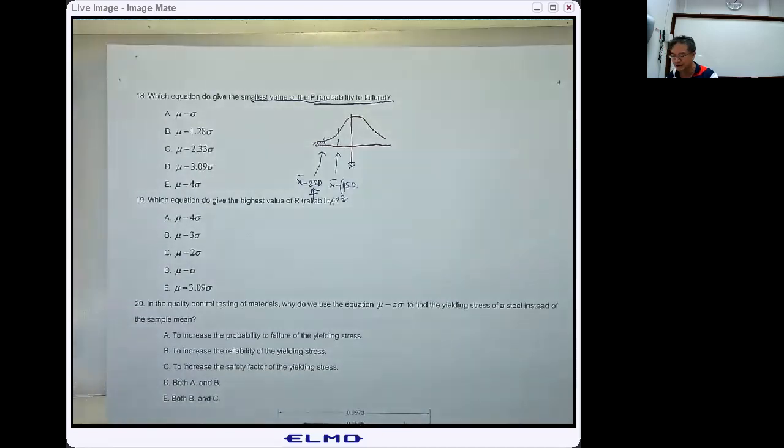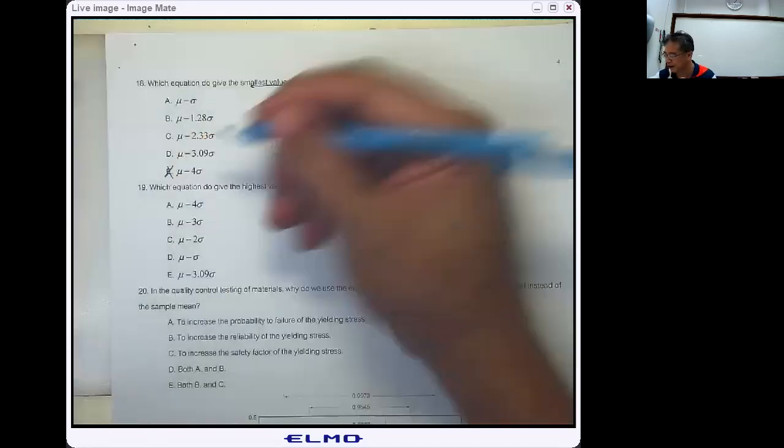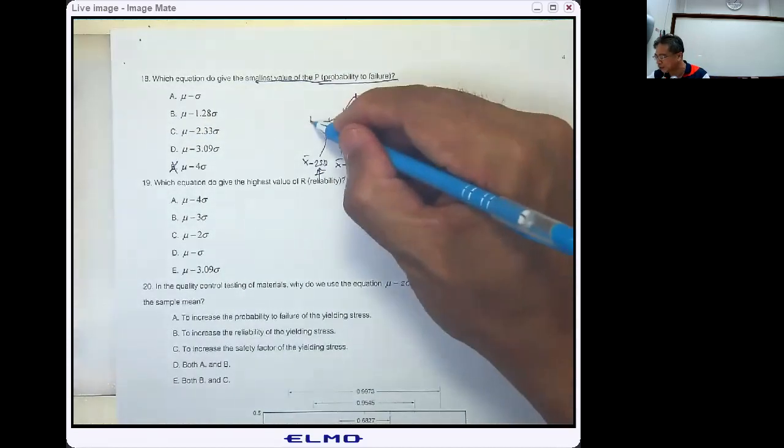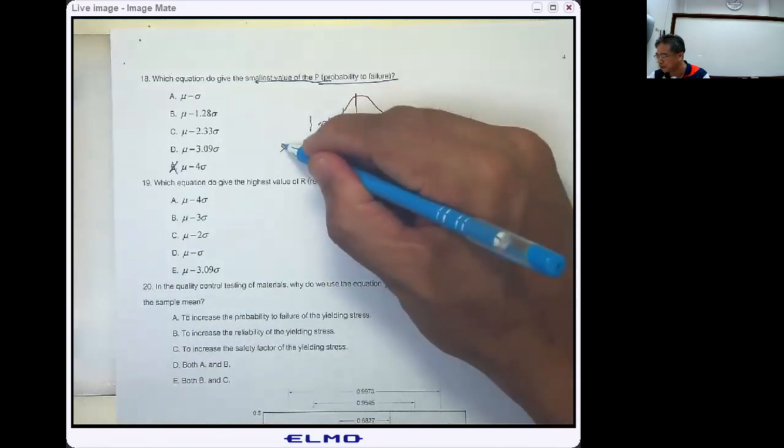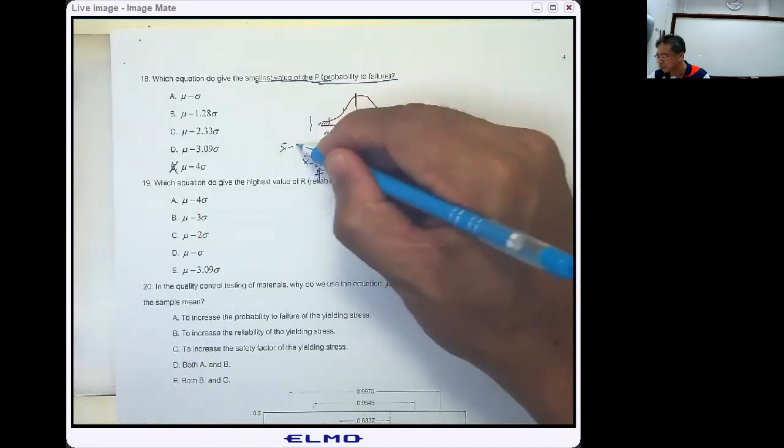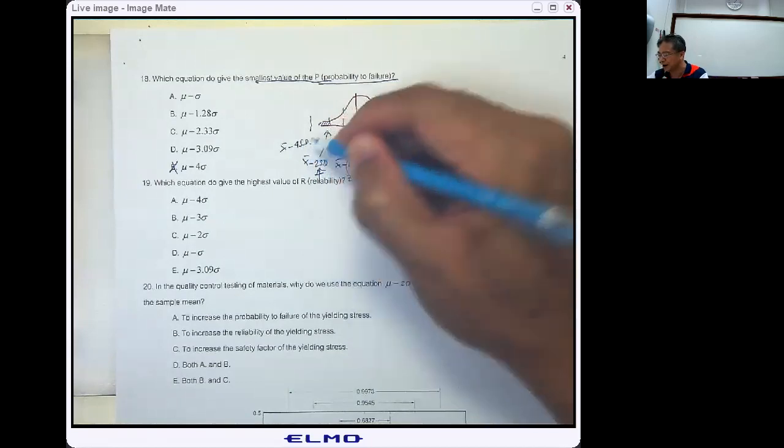So the result of this is going to be what? A, B, C, D, E. Which one? You know about this for sure. It's going to be this one, right? It's going to be the largest one. This is going to be x bar minus 4 SD.